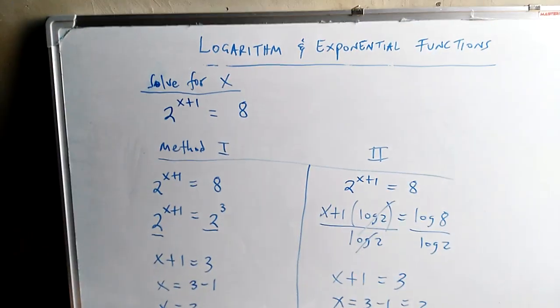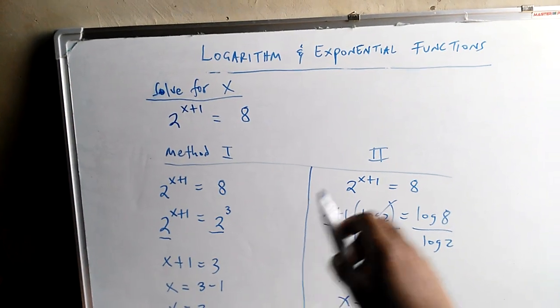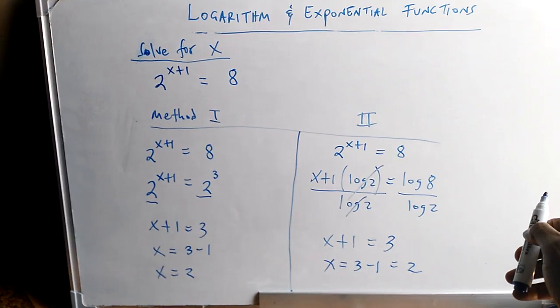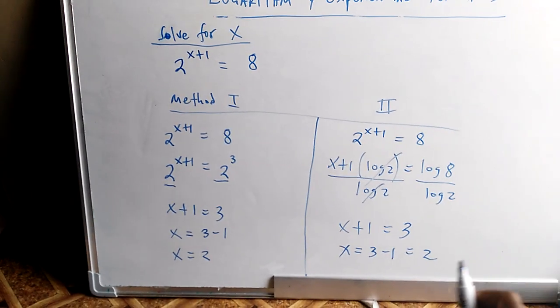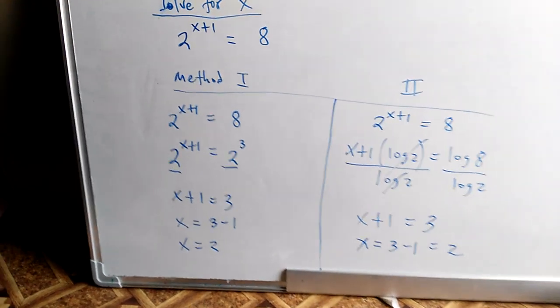So we are combining logarithm on exponents or indices, raising to the power of something, combining them to find whatever we want.